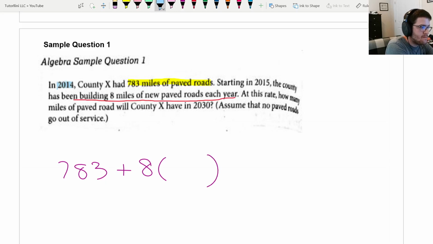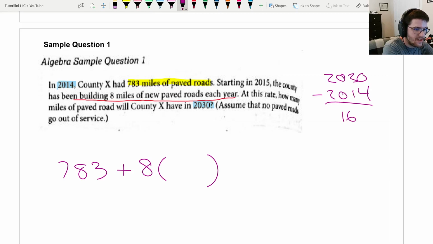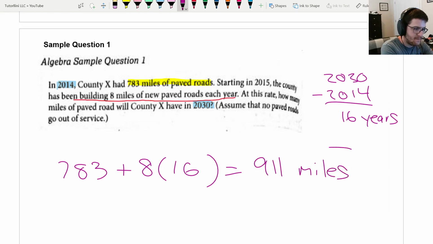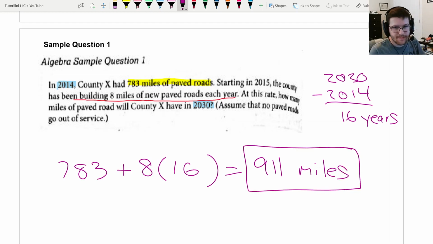So it's worded a little confusing, but from 2030 to 2014, that is 16 years that have passed. We can just use subtraction to figure that out. So we're going to do 783 plus 8 times 16, and that gives us 911 miles of paved road. Great, let's look at the next one.